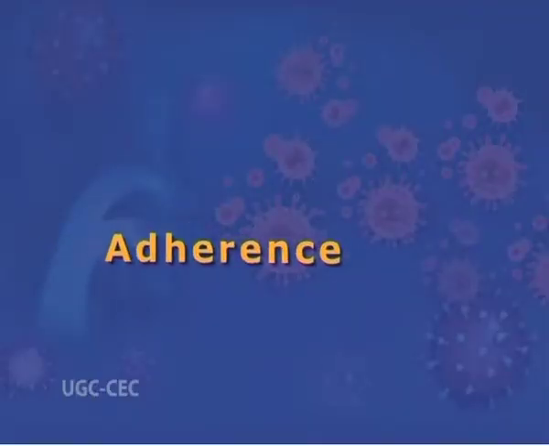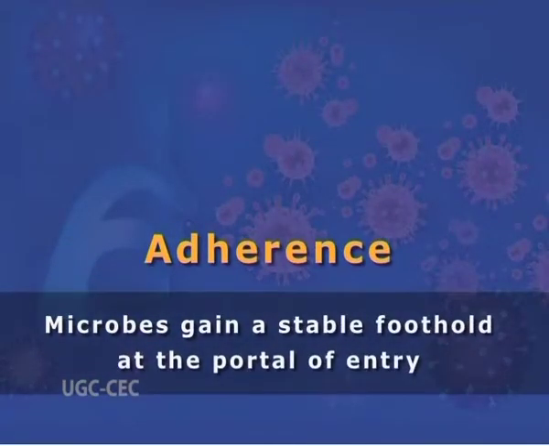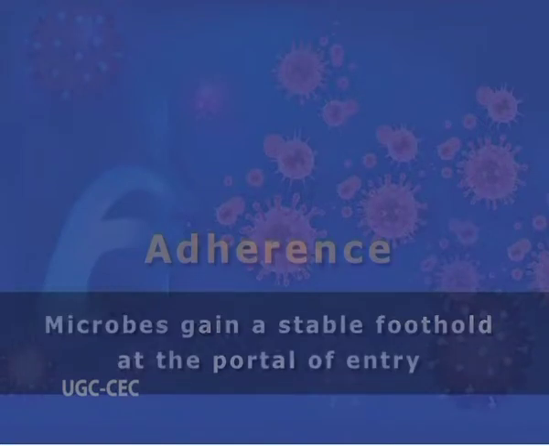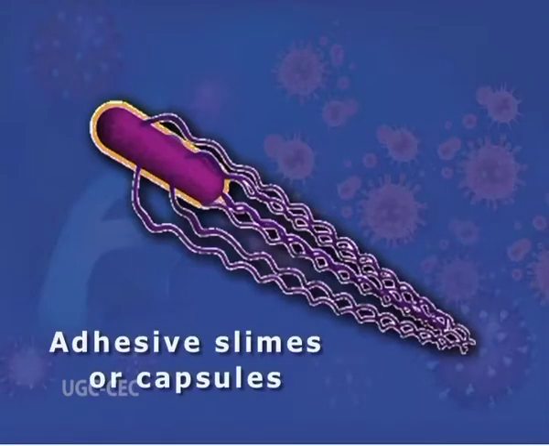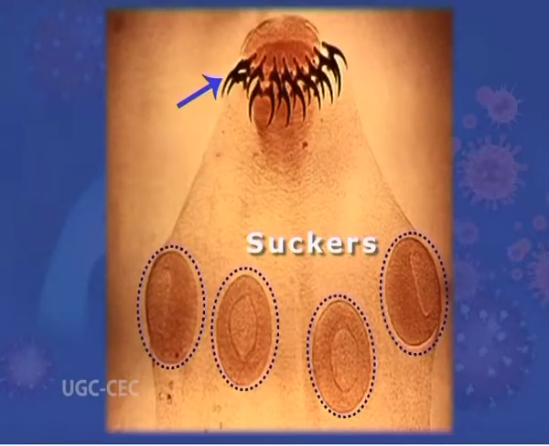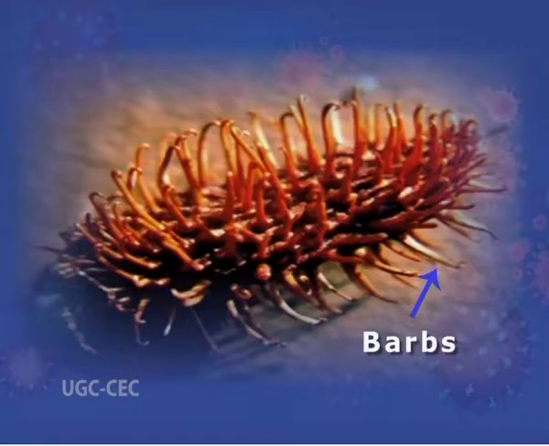The second step of pathogenesis is adherence. Microbes gain a stable foothold at the portal of entry, depending on binding between specific molecules on the host and pathogen through fimbriae, flagella, adhesive slimes or capsules, cilia, suckers, hooks and barbs.